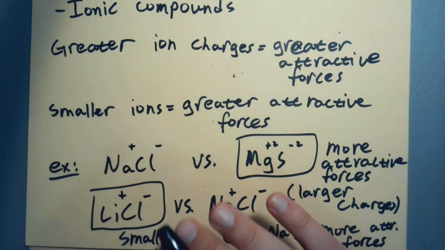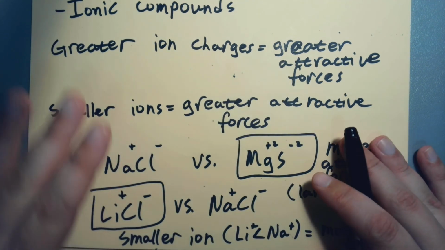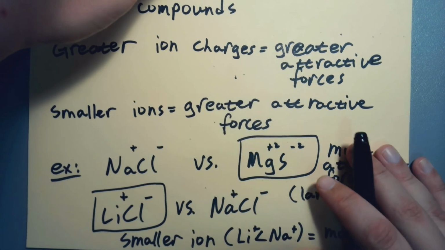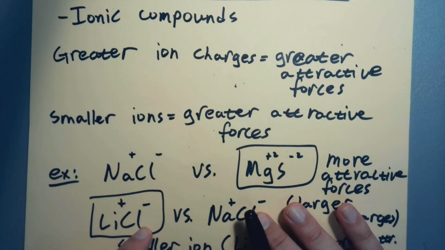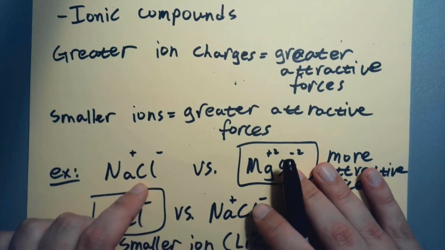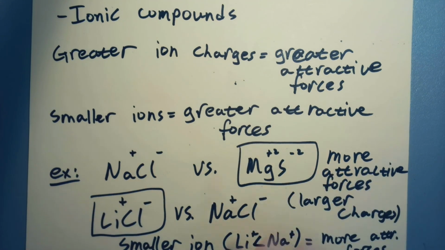And we'll practice kind of everything more in the very last video for this section. But this is how you can decide between two ionic compounds which one has the larger attractive forces. Okay, so next we're going to talk about hydrogen bonding and just kind of carry through.